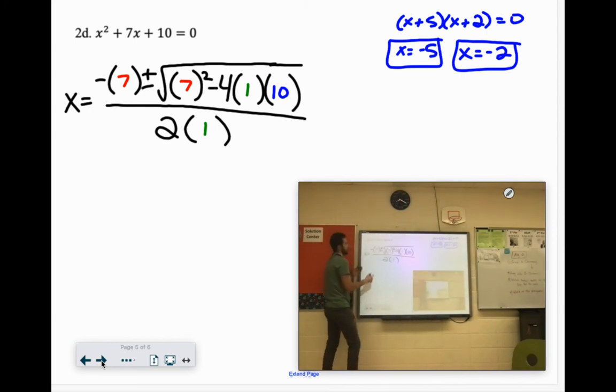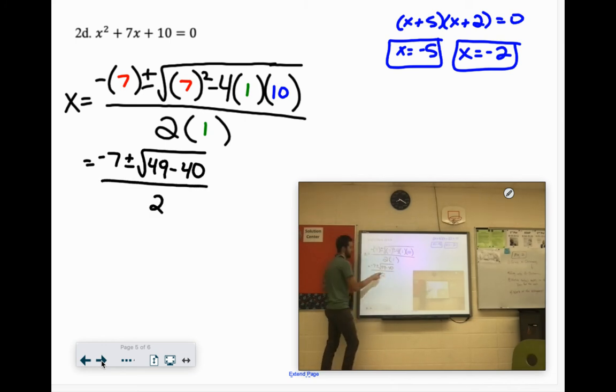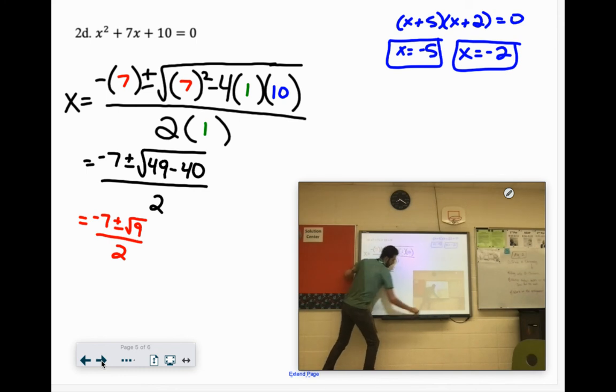But you might not know that. Opposite of 7, negative 7, plus or minus square root of 7 squared. 7 squared is 49. 4 times 1 times 10 is 40. And then 2 times 1 would be 2. 49 minus 40 is 9. Square root of 9 is a nice even 3.